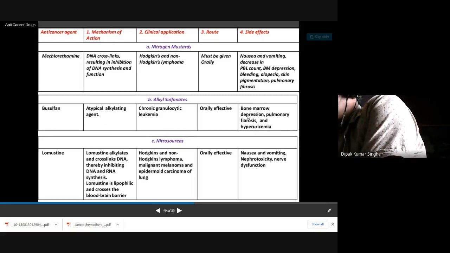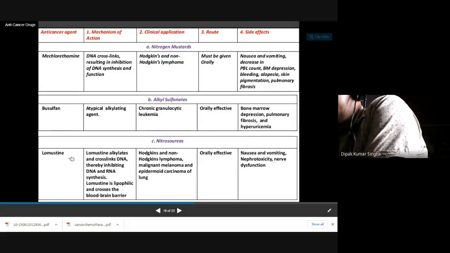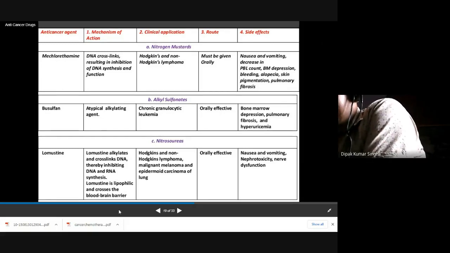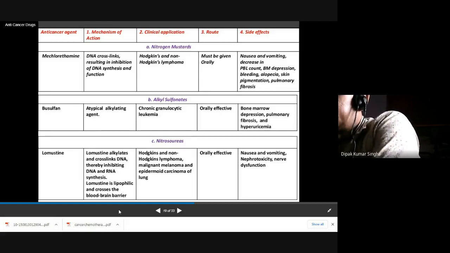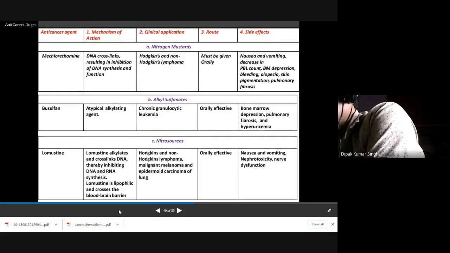leukemia, orally active. I think এগুলো ডিসকাস করার কিছু দরকার নেই। বোন ম্যারো ডিপ্রেশন মুখস্থ করতে হবে, মনে রাখতে হবে। পালমোনারি ফাইব্রোসিস এন্ড হাইপারইউরিসেমিয়া। Lomustine is an alkylating agent, actually all are alkylating agents basically, alkylation of the DNA, cross linking of the DNA, thereby inhibiting the DNA and RNA synthesis. Okay, then Hodgkin disease and non-Hodgkin's lymphoma, malignant myeloma, orally effective, nausea, vomiting and nephrotoxicity. So you can remember only the nephrotoxicity.